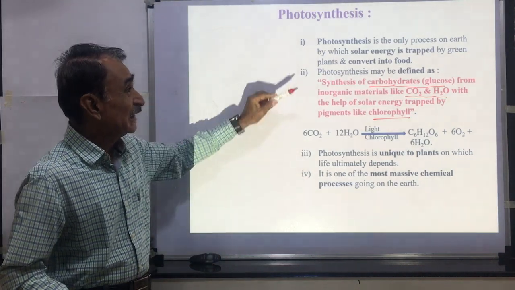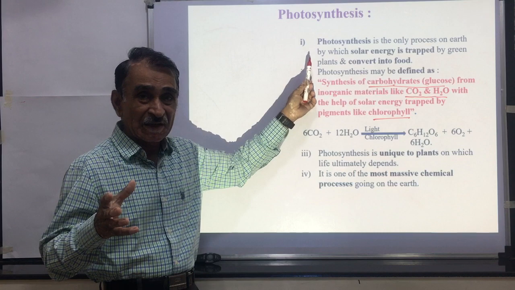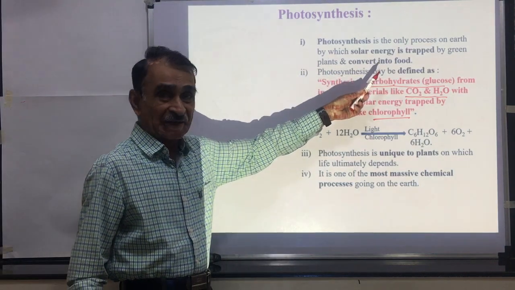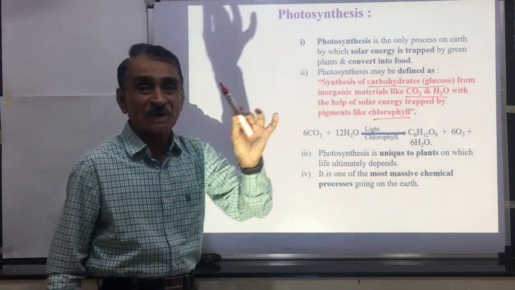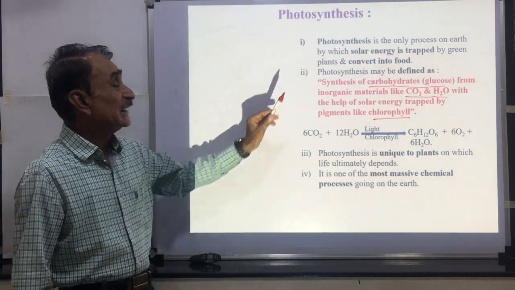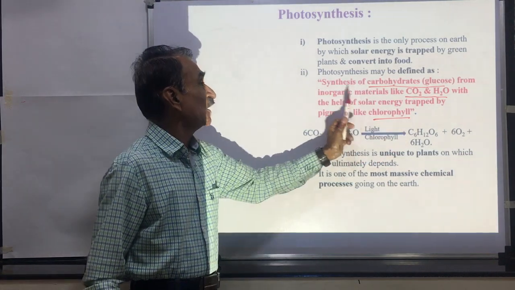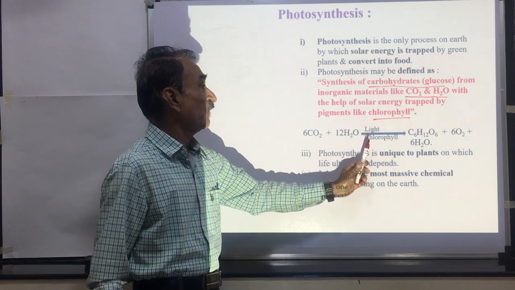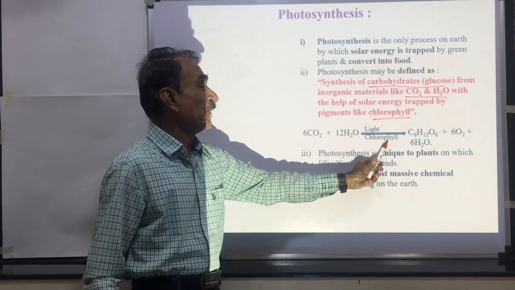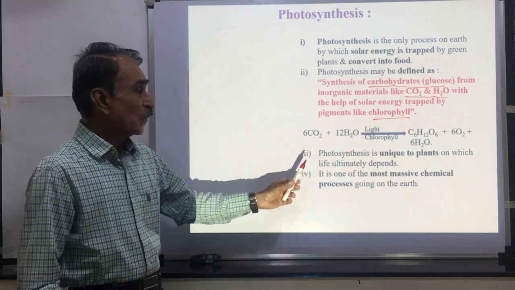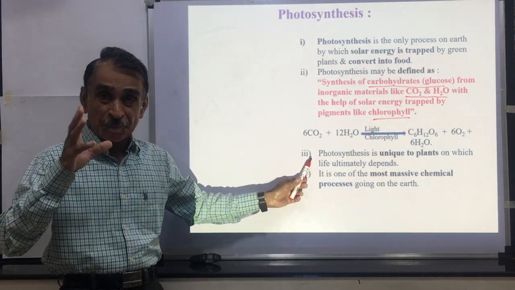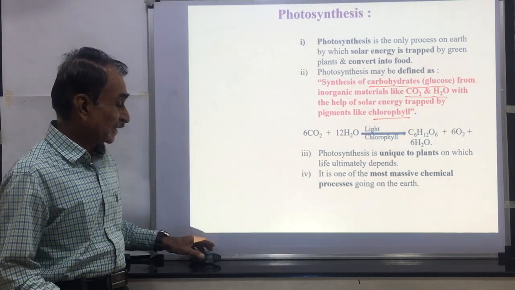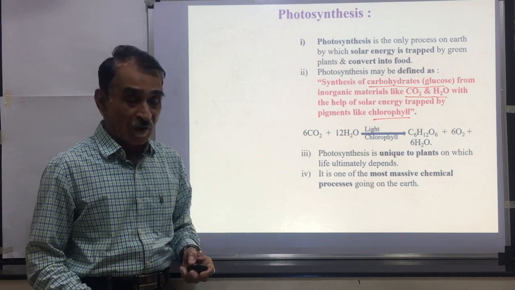Photosynthesis is the only process on the earth where solar energy is trapped by the green plants and converted into chemical energy, into food. Photosynthesis is defined as synthesis of carbohydrates from inorganic materials like CO2 and H2O with the help of light energy trapped by chlorophyll pigments. Photosynthesis is unique to plants. Only plants can perform photosynthesis. It is the most massive chemical process going on the earth.